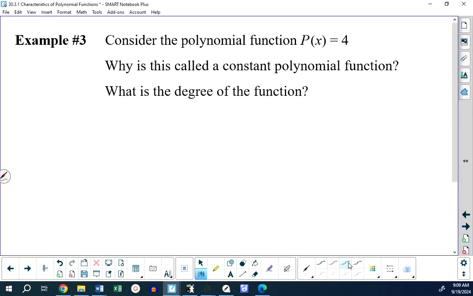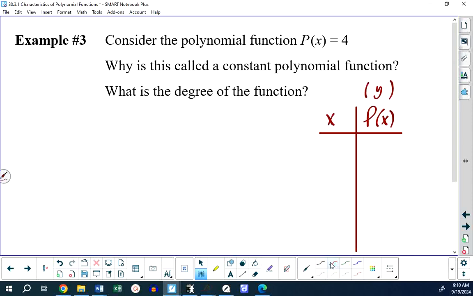Okay. So one way to explain why the function, which is p of x, also known as y, is called a constant, is it doesn't matter what x is. The function, y, is constant. What is the degree of this? Well, 0.